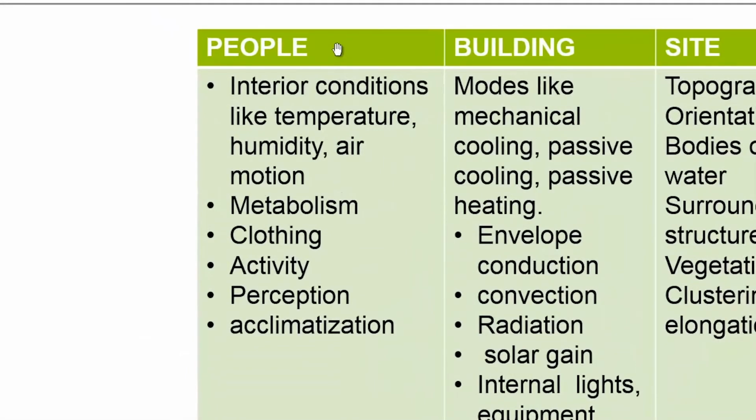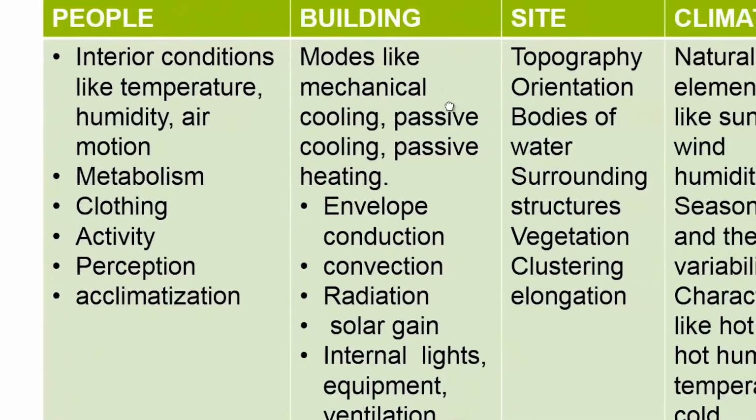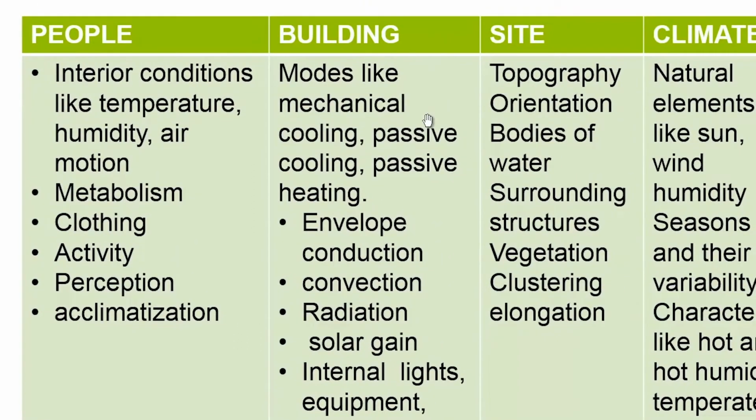Now, people-centric factors are interior conditions like temperature, humidity, air motion, metabolism, clothing, activity, perception, and acclimatization. So all of these are people-centric factors. Then you have building-centric factors like mechanical cooling, passive heating, envelope conduction.